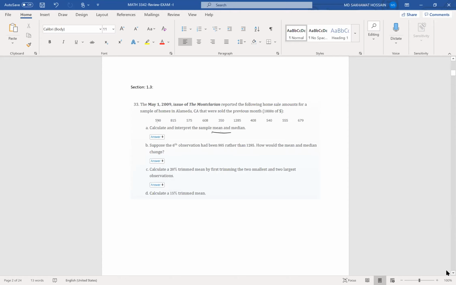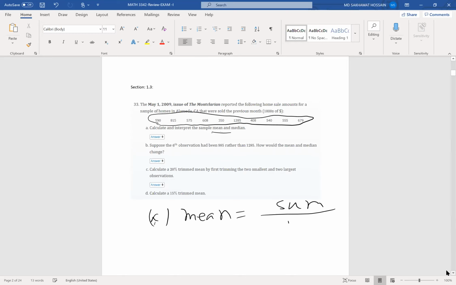To calculate the sample mean, you have to add them together. You have to add these 10 numbers. How many numbers do you have? 2, 6, 4, 6, 8, 10. So we have 10 houses here. You have to add them together and divide by 10. That will be the sample mean. So for part A, you have to calculate the sample mean: the sum divided by 10. So you have to add all the numbers and divide by 10.